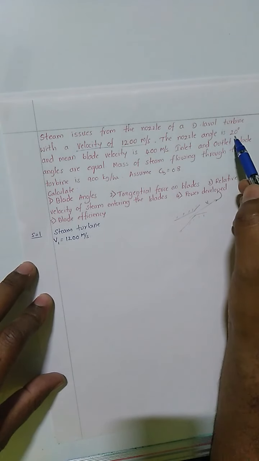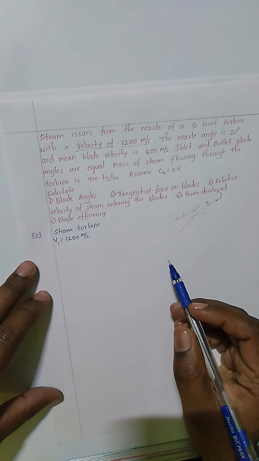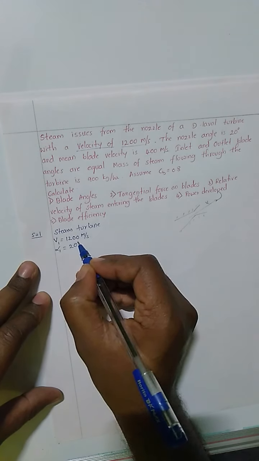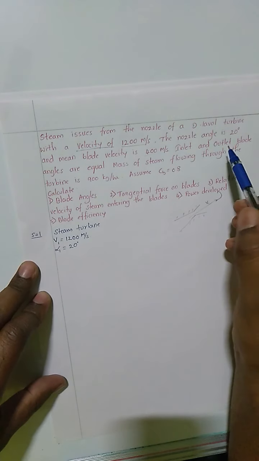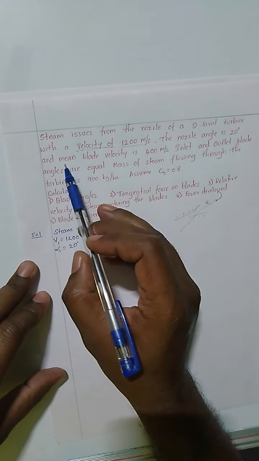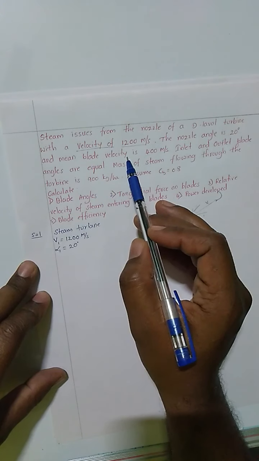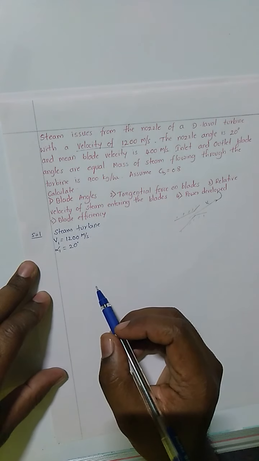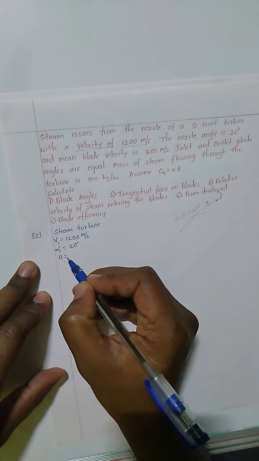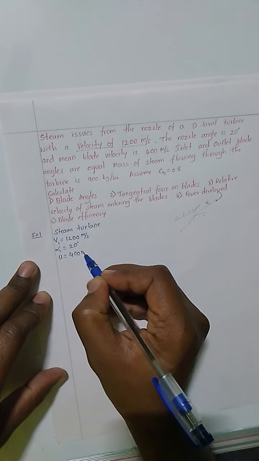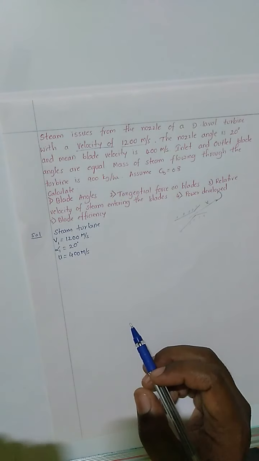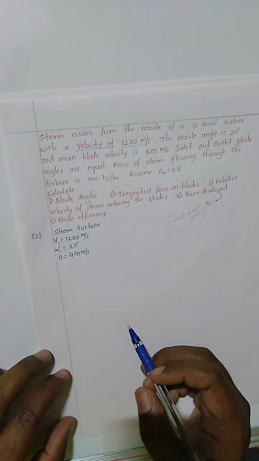Next, the nozzle angle is 20 degrees. What is nozzle angle? Nozzle angle alpha 1 is 20 degrees and mean blade velocity is 400 meters per second. He has specified blade velocity is 400 meters per second. What is blade velocity here? U is 400 meters per second. Okay, mean blade velocity U1 is equal to U2 is equal to 400 meters per second.